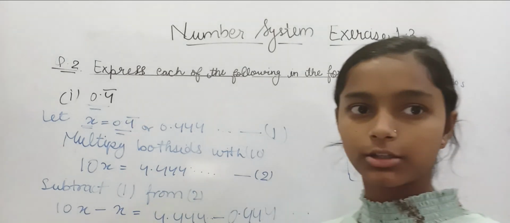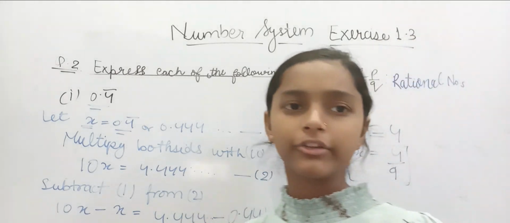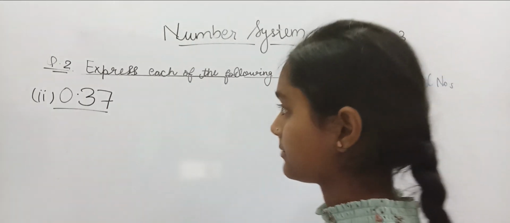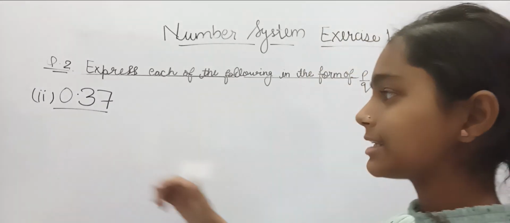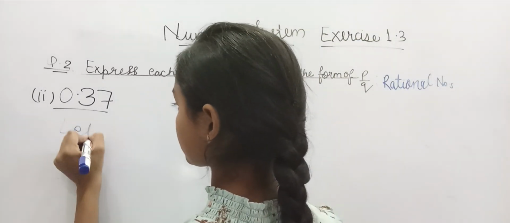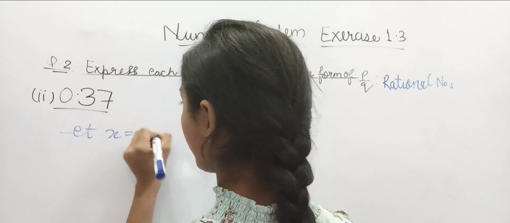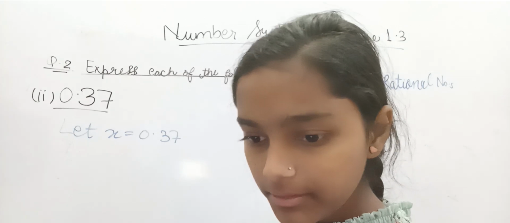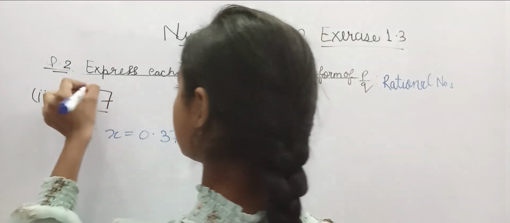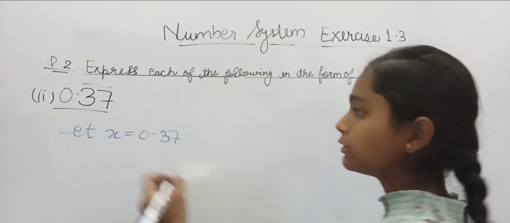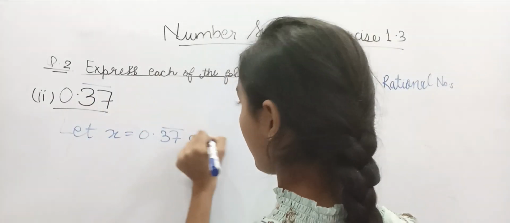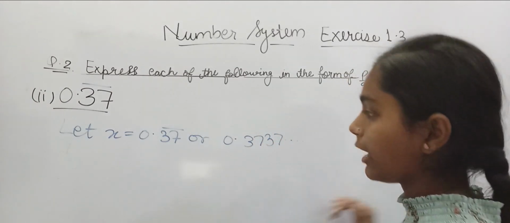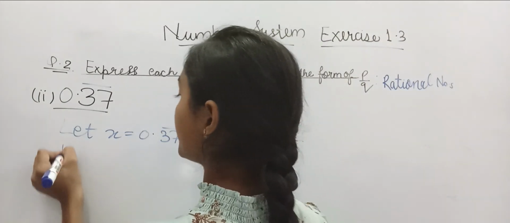I hope you got this question and how we did this. Now moving on to the next part. The second part is 0.37 bar. Now what will we do? We do the same thing. Let x be equal to 0.37. Let me see where the bar is. The bar is at 37. So this would obviously repeat, or 0.3737 and so on.